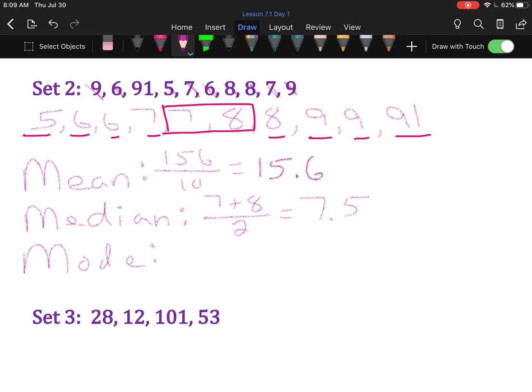Mode is the number that occurs most often. And in this set, there are 4 numbers that each repeat twice. So they are all modes. This set has 4 modes, 6, 7, 8, and 9. And the range, we do the biggest number minus the smallest number. So we're going to do 91 minus 5. 91 take away 5 is 86.